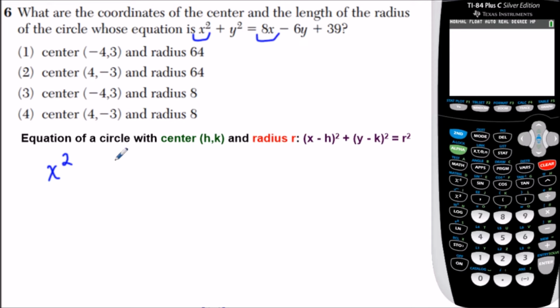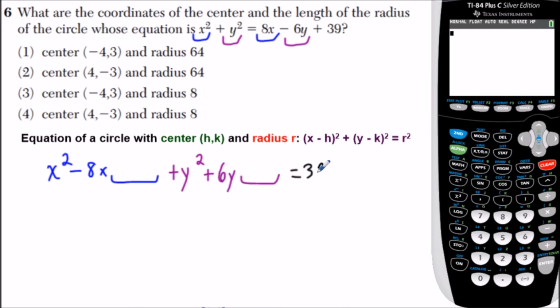So I'm going to subtract 8x on both sides, which gives me x squared minus 8x, and now I'm going to leave a space. The next thing I want to group is the y terms. So we're moving everything else to the left. I have plus y squared, and to move minus 6y over, I would do plus 6y. And I leave a space. You're going to see why we're doing that in a moment. And the 39 is just on its own on this side.